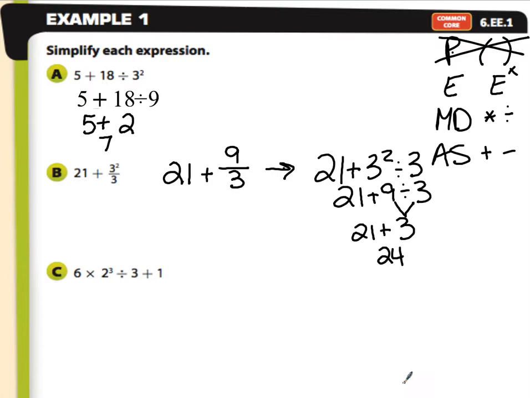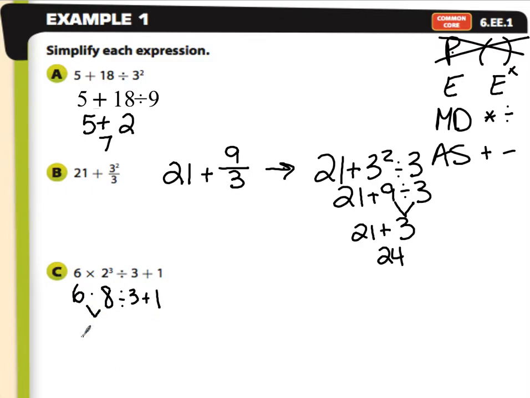So here we go. Now in C, I have an exponent. In this case, it's 2 to the third power, which means 2 times 2 times 2. 2 times 2 is 4. Times 2 is 8. Okay, bring down everything else that I haven't used. 6 times 8 divided by 3 plus 1.